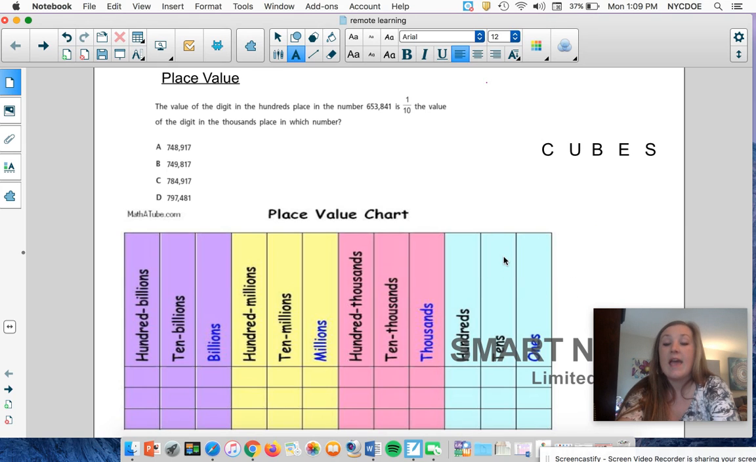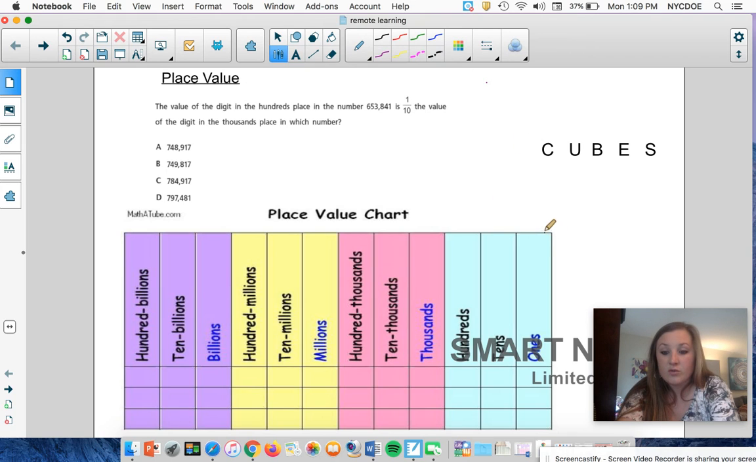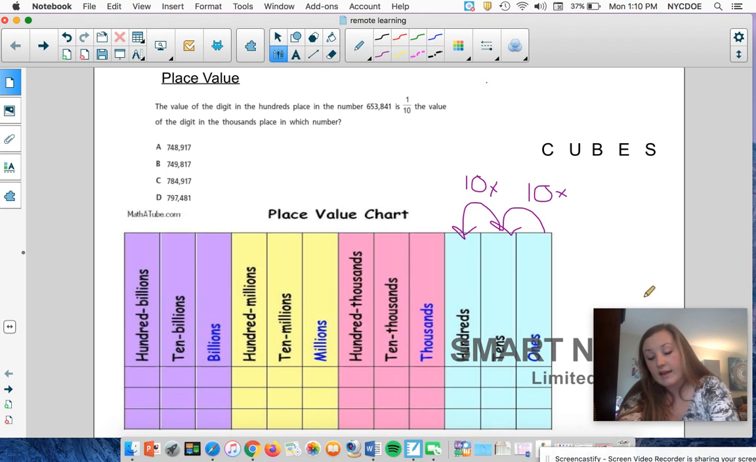and so on. Every time, so let's take my little crayon, you move left, your value increases by 10 times. So every time you move place values to the left, your digit increases value by 10 times. So your hundreds is 100 times greater than your ones place. Now, if we move to the right, your value decreases by 1/10.